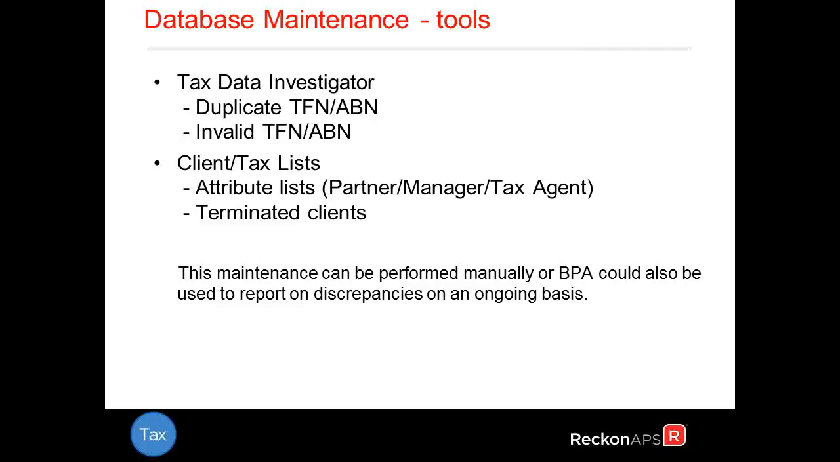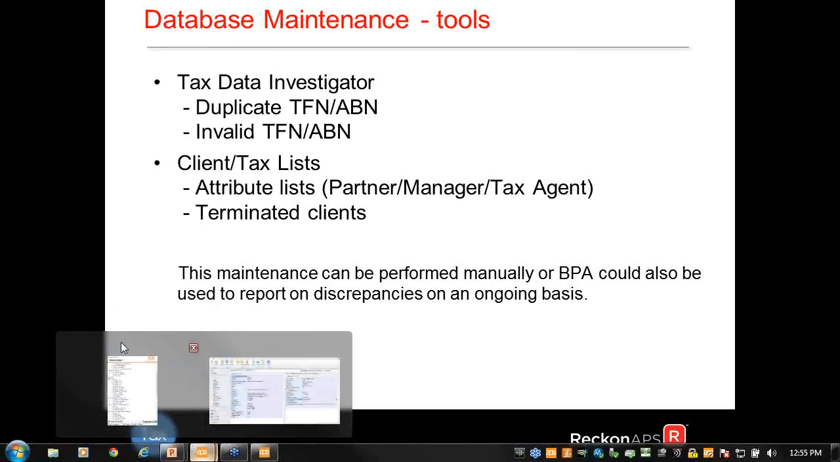Now, if you are one of those sites where you have BPA, you could have a BPA alert which automatically runs through the database, scans the database, looks for these particular clients, and it can then report on those and deliver that to you in an email on an ongoing basis. If you don't have BPA, then obviously it's up to you to go through the Tax Data Investigator. Now, this tool is not a one-off tool. It's important that you run this now, and then you run it on a regular basis. So how do we run the Tax Data Investigator, and how does it work?